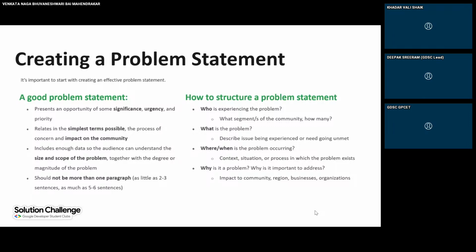And when creating a problem statement, you need to create a good problem statement which presents an opportunity of some significance, urgency and priority. And also there will be some PPT, like we'll be conducting some internal hackathons as well. And we'll be sharing everything through the updates in the WhatsApp as well.